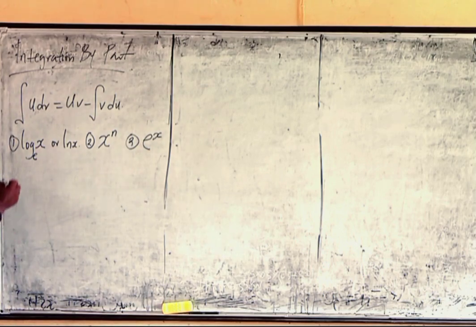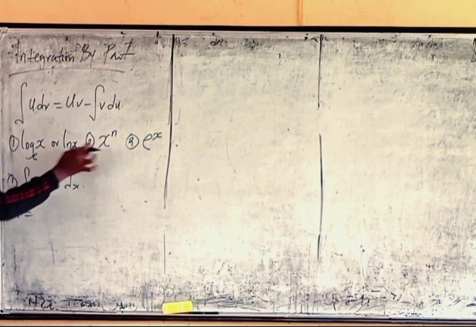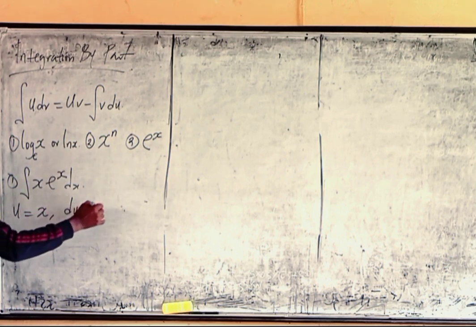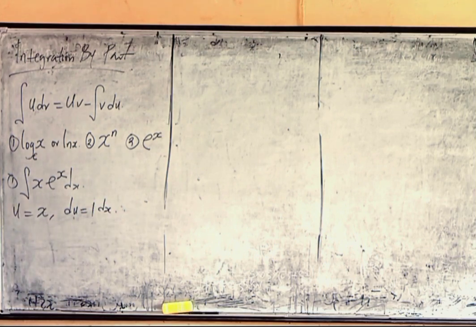Let's look at a typical example. Example 1: integrate x e^x dx. That's the first thing. So what is our u here? The logarithm is not present, but x is there, so x is our u. Then if you differentiate this, you are going to have 1 dx.